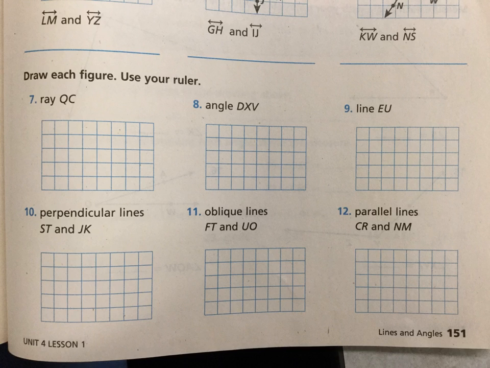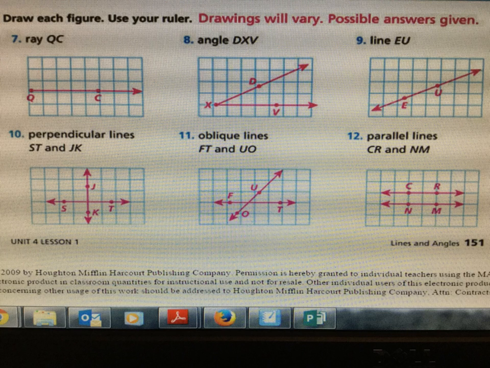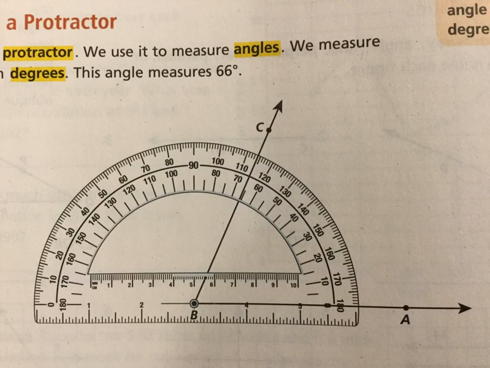All right, now your lines and rays and angles will all look different, but here's an example of what some could look like. Okay, from the book, here's an example of ray QC, angle DXV, line EU. Make sure you drew the right type of figure, whether it be a line, or an angle, a ray, perpendicular lines, oblique lines, and parallel lines. All right, now we're ready to move on. If you want to look at this longer, pause your video, but we're going to move on to page 152. New skill. We're going to learn how to use a protractor today.